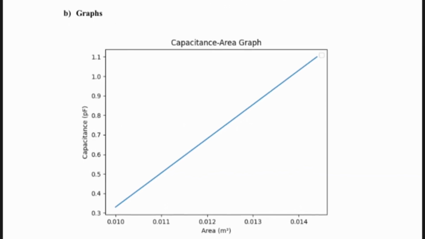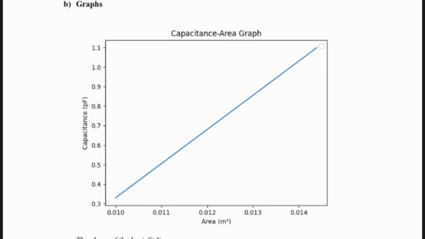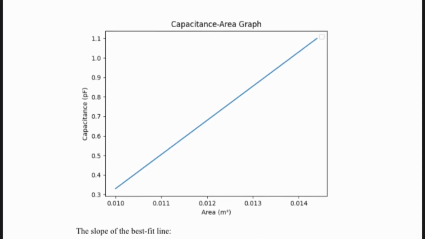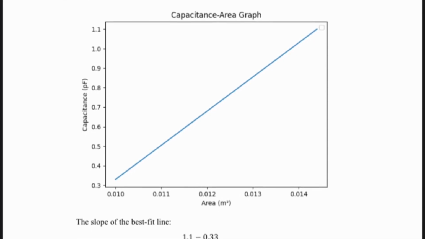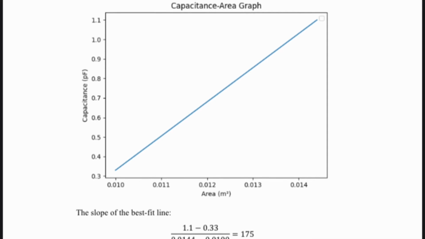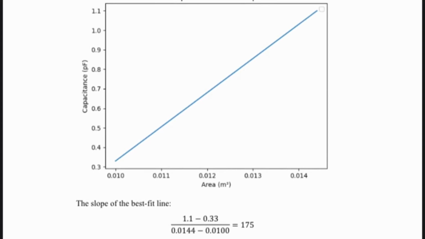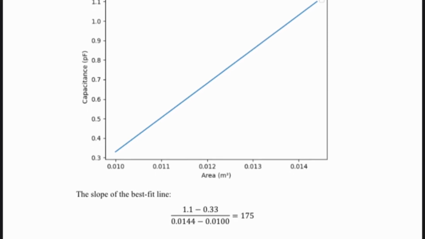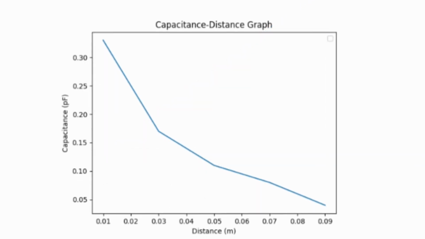This is the graph of the first part of the experiment, the capacitance-area graph. We calculated its slope as 175. The slope is positive because the capacitance is proportional to the area of the plates.